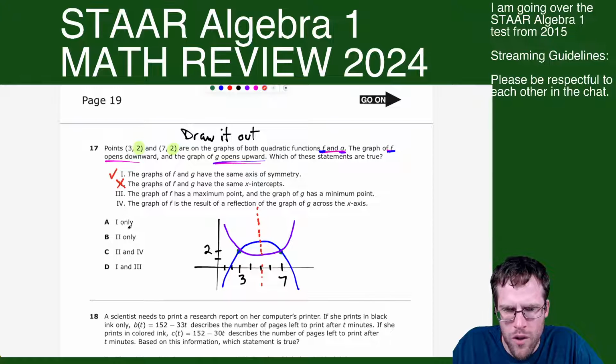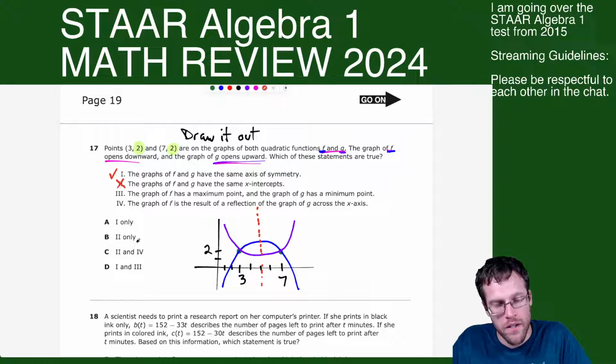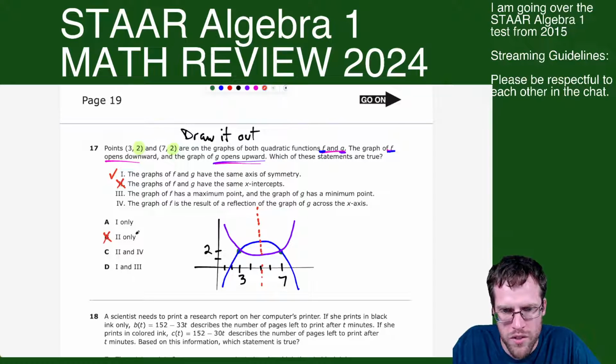So it's either a 1 only or a 1 and 3 at this point. So it can't be 2 only because 1 is true. It can't be 2 and 4 because 1 is true. So now we just have to see if 3 is true. The graph of f, so f is the one in blue. The graph of f has a maximum point, which is true.